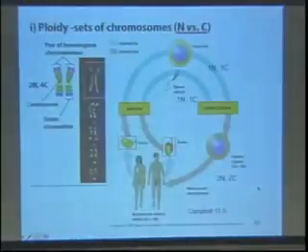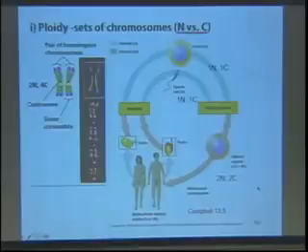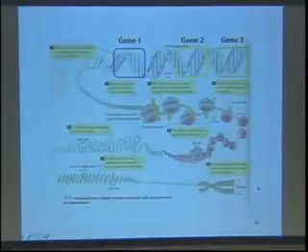Remember the life cycle. Gametes, meiosis produce haploid gametes, fertilization, diploid, and then mitosis here. Okay? So we still have 9 minutes.